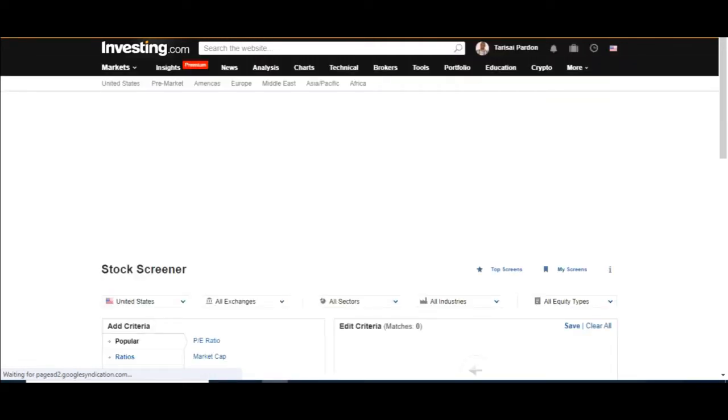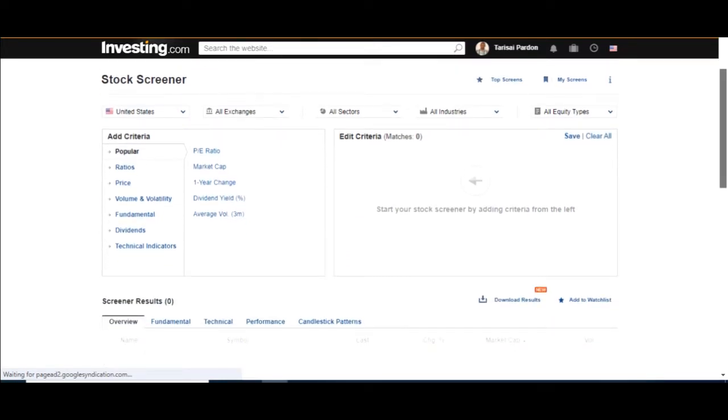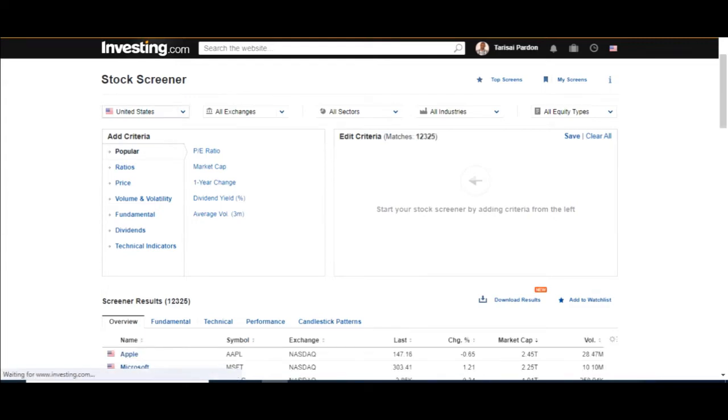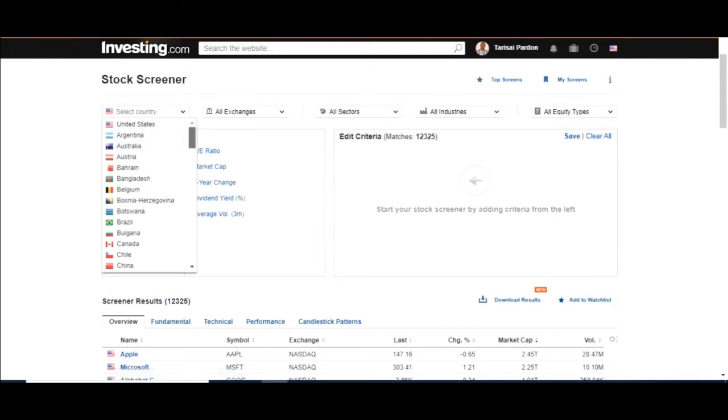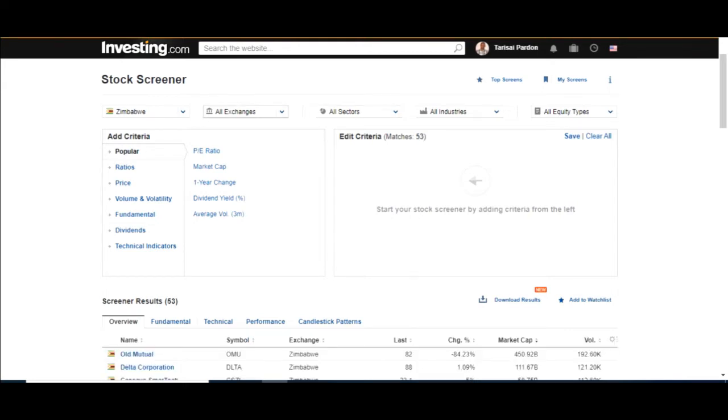On the stock screener we have the first screening criteria here being for countries, and from these countries you can pick your country of choice, and my country of choice is Zimbabwe. And on the exchanges I don't have to change anything, but if we check on the exchanges you would see that we only have Zimbabwe with 53 counters, since I have already picked a country as Zimbabwe.